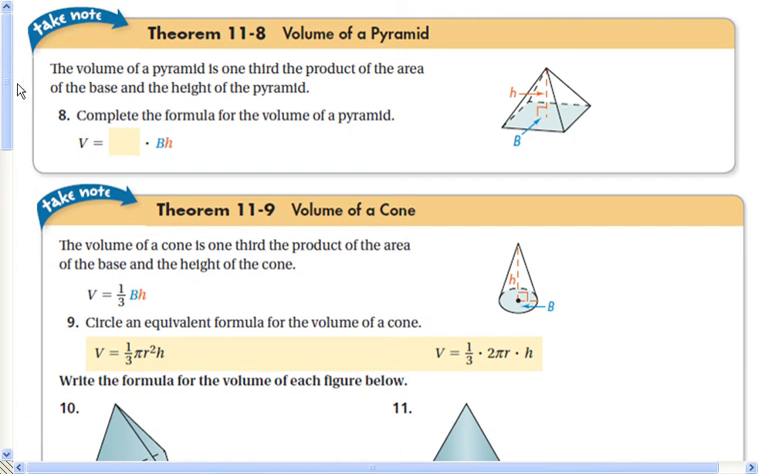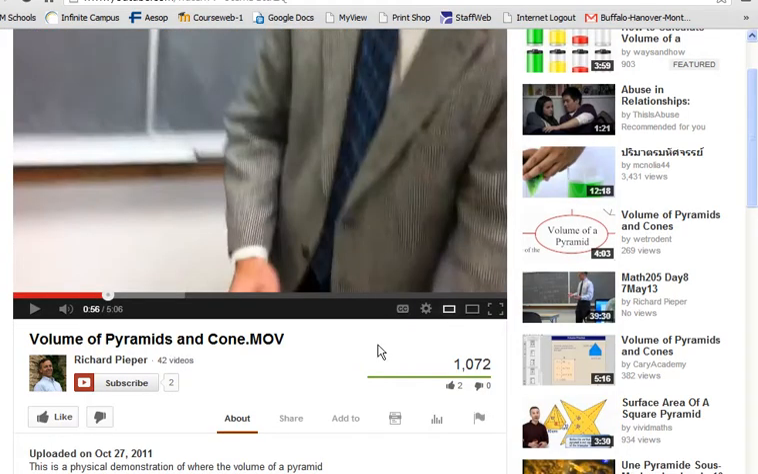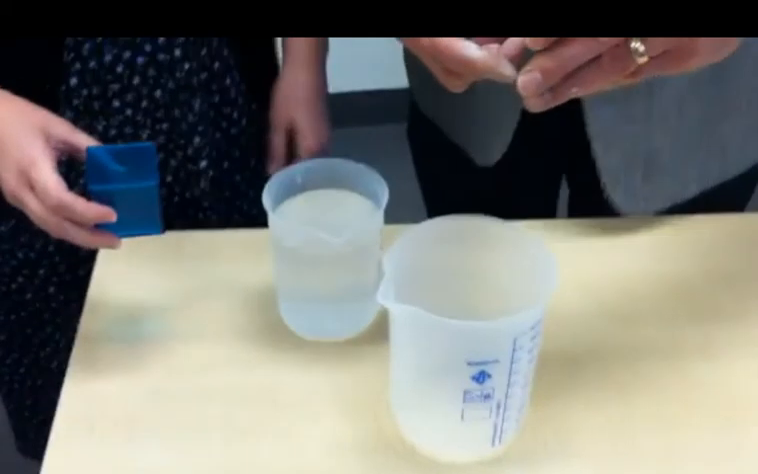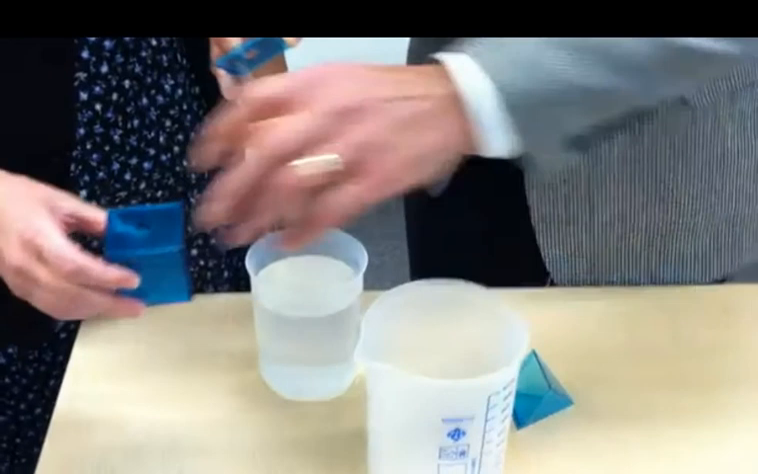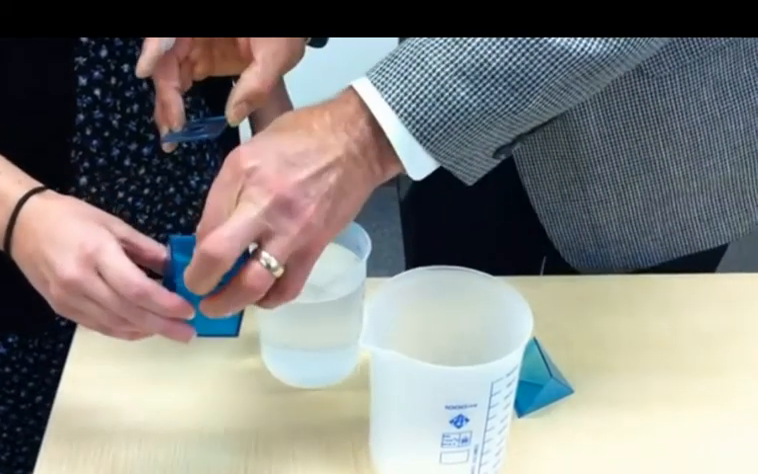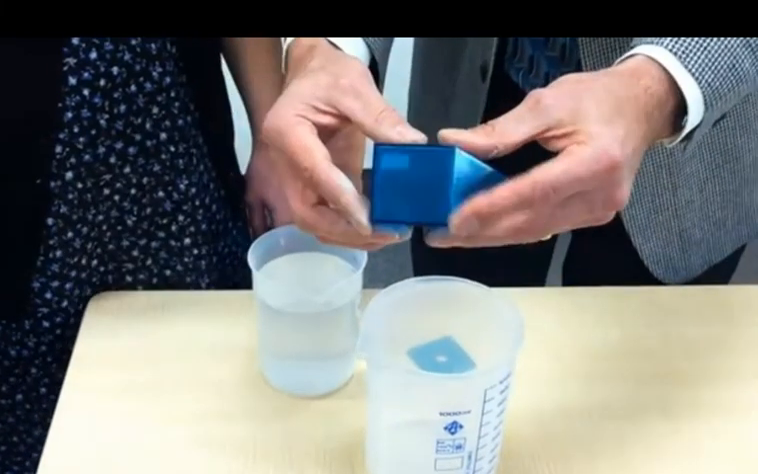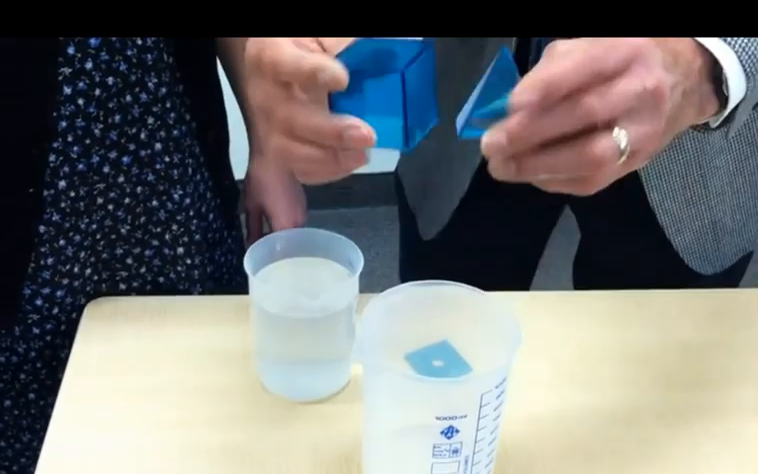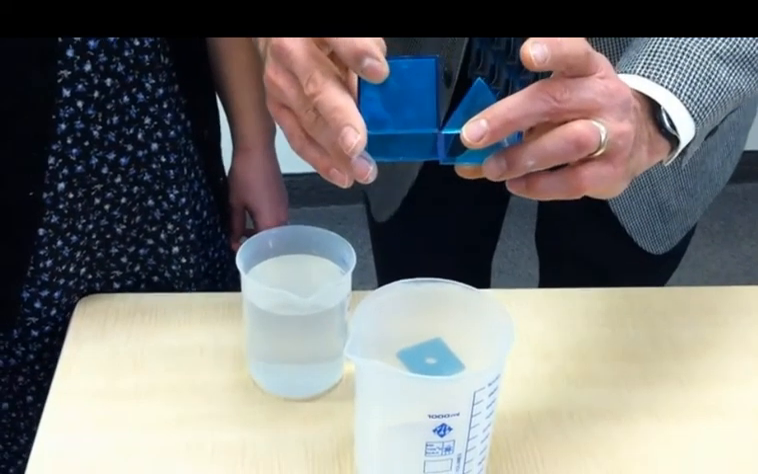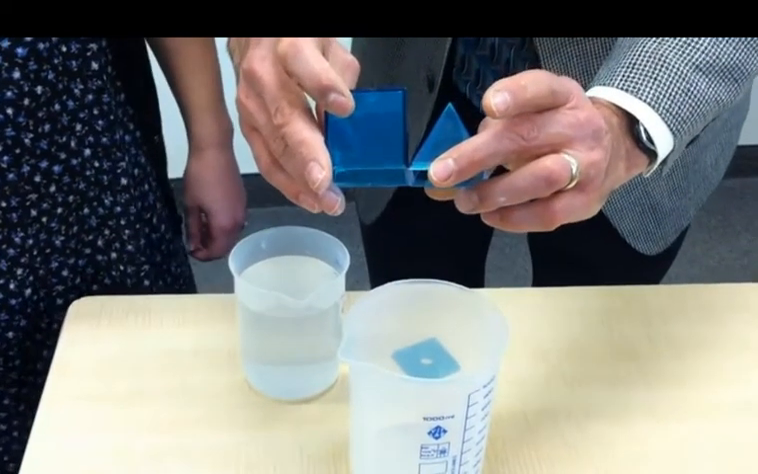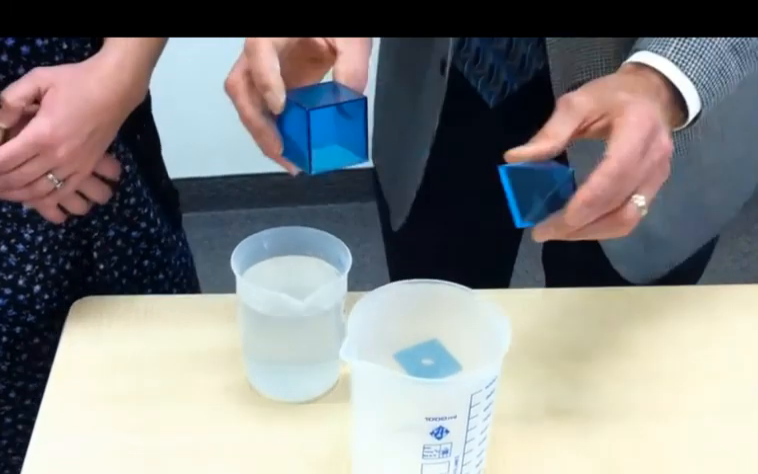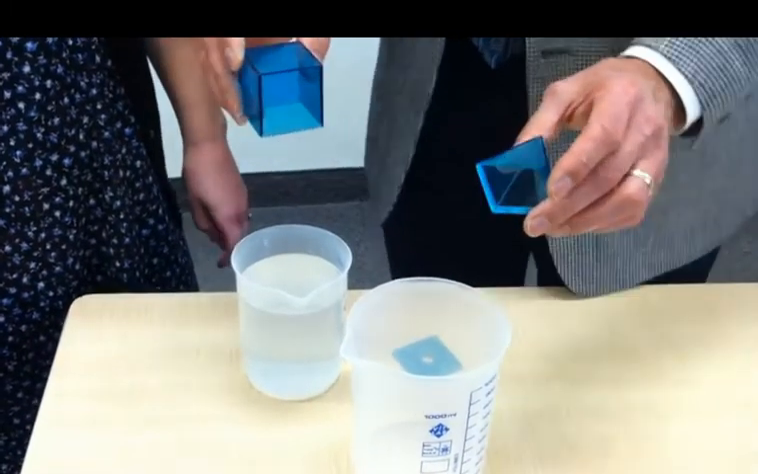Hey students, here are the properties we're going to use, but to help you understand these a little bit better, I'm going to show you a quick video here. What I have here is a pyramid and a prism whose base areas are identical. You'll notice that the two bases are the exact same size, and the height of the two objects is exactly the same. So the base area is the same, the heights are the same, just as in our example with the blocks.